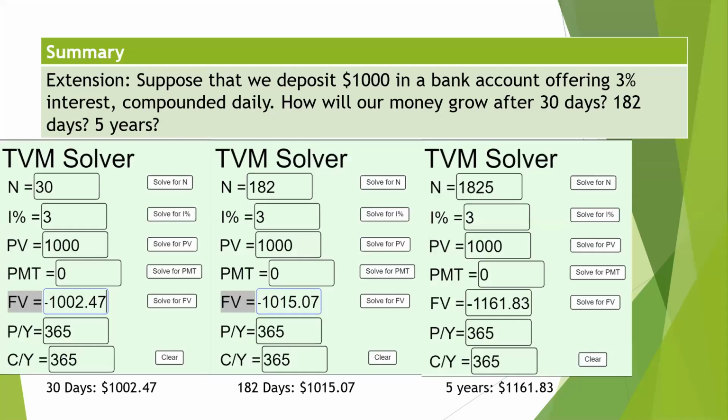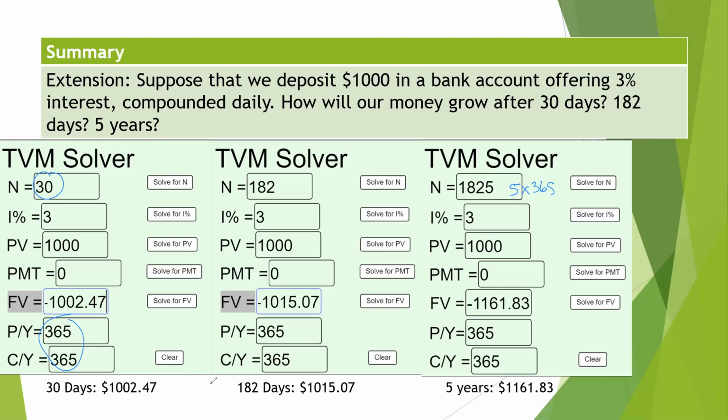Okay, so this is what I put into the solver for each of those. So notice here, I'm going to point out some key things because it's easy to make mistakes here. So notice that our N for 30 days is 30 days because we're all daily. 5 years, we took 5 times 365, and then the 182 we were given. The other thing to note is down here, the PY and the CY, those are 365. That's going to be the standard number you're going to use with daily compounding.